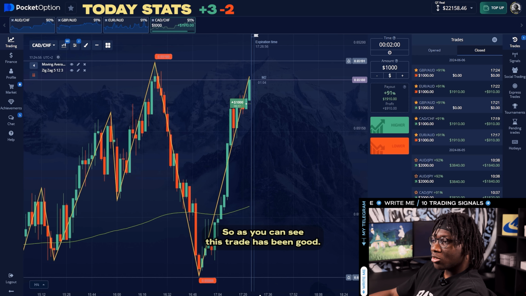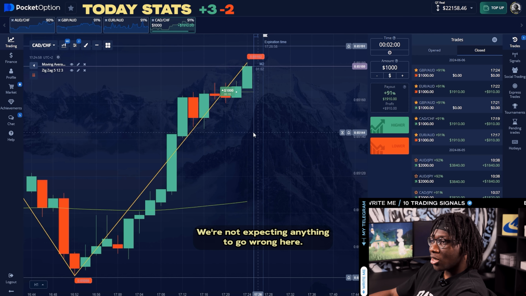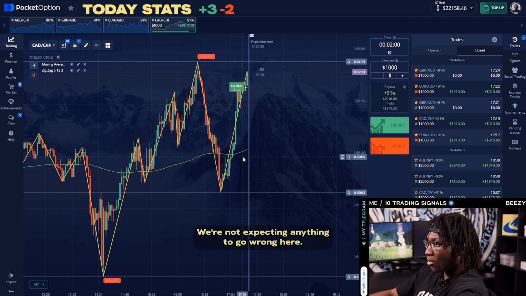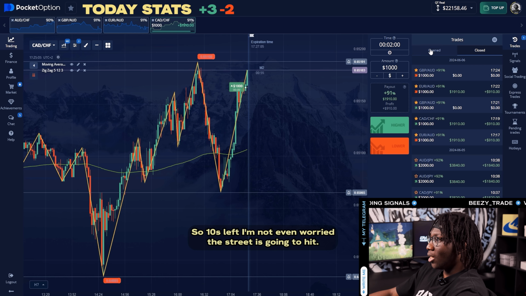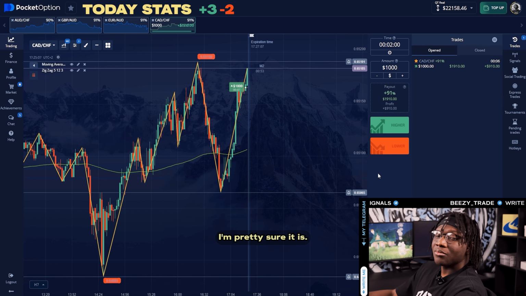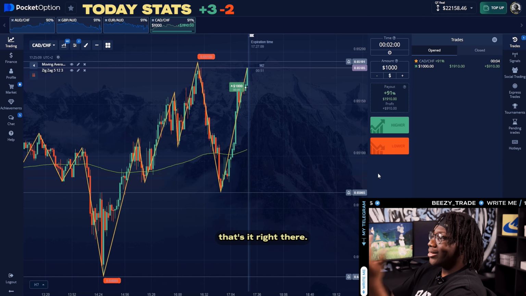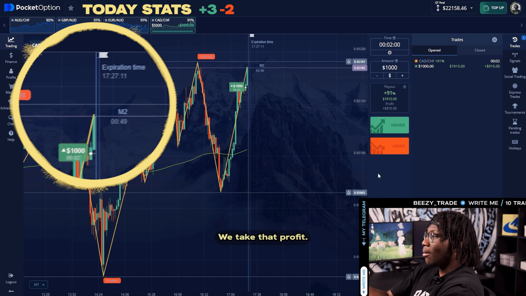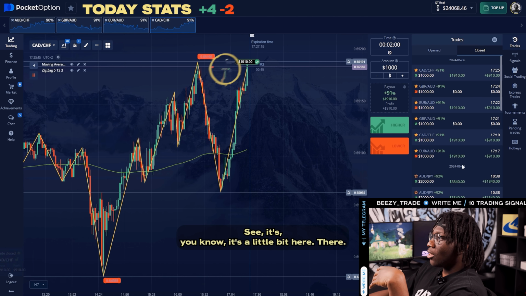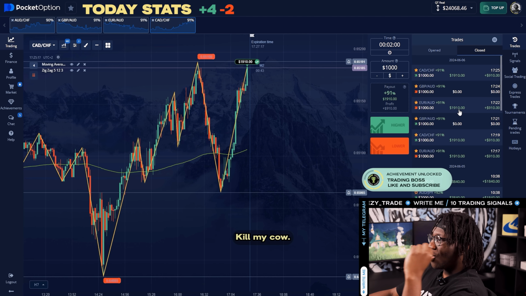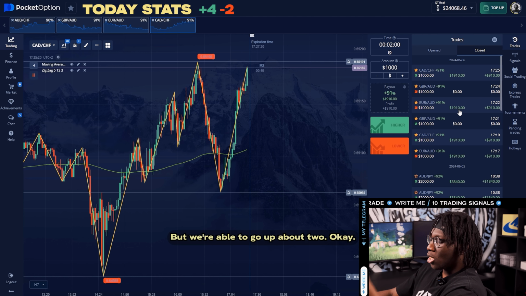So as you can see, this trade has been good. Very bullish candle. We're not expecting anything to go wrong here. With 10 seconds left, I'm not even worried that this trade is going to hit. I'm pretty sure it is. And as you can see, that's it right there. We take that profit, and you can see it's a little bit here and there. We started with about 22K on the account, but we were able to go up about 2K.